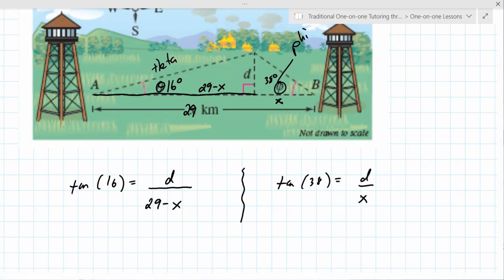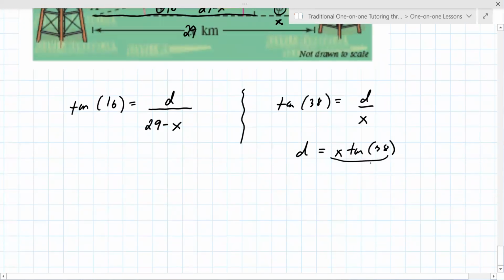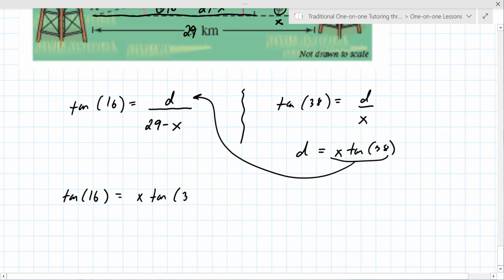So you have two equations and two unknowns. You guys know how to solve this, but I'll point out here that if you solve this first one for x, you get d right away, but that's a little bit harder to do. You have to do a little bit more. So what most students do is they'll solve this for d. D is x tan 38, and then they'll substitute this into the other one. So you get tan 16 equals x tangent 38 over 29 minus x.